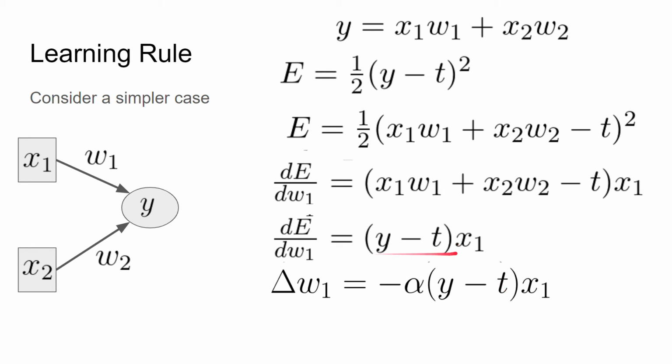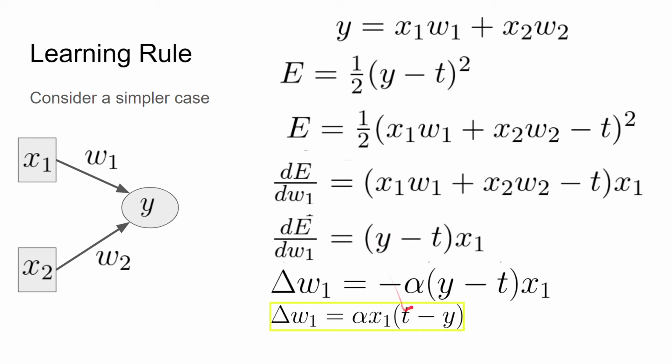Multiplied by this. Okay, because this is the derivative of the error with respect to W1. So that's telling me, as I change W1, how will the error change? I would really like to reduce the error, so I put a minus sign in and I make a small step. So that's going to be one possible learning rule for changing this weight 1.